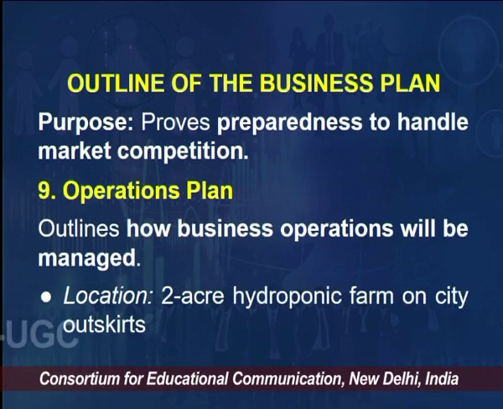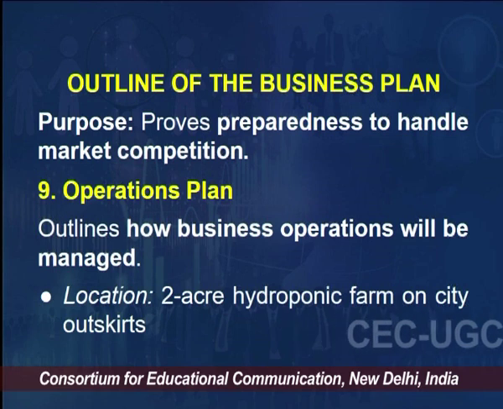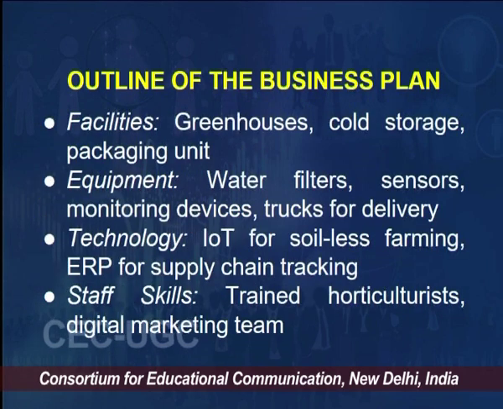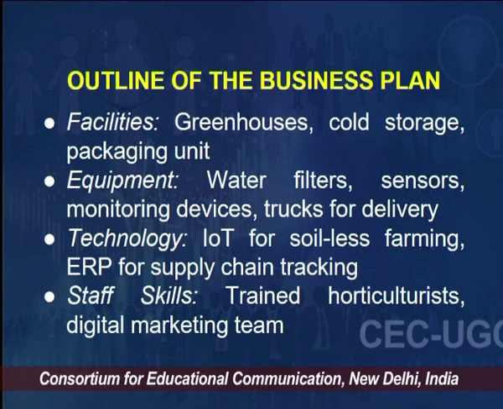The operational plan outlines how the business operates and will be managed. The location is that it is having 2-acre hydroponic farms on the city outskirts. The facility has a greenhouse, the cold storage, and the packaging unit. The equipment is the water filters, sensors, monitoring devices, and trucks for the delivery.